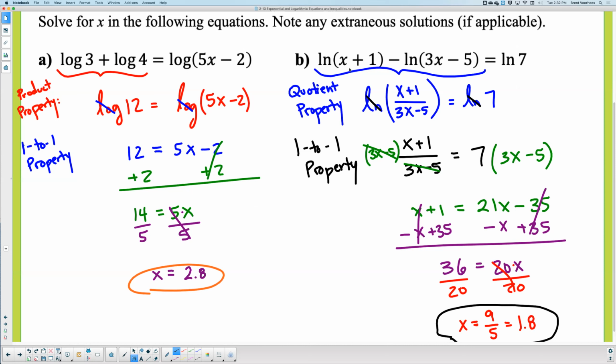Check 1.8. If I plug in 1.8 here, does this stay positive? What's 1.8 plus 1? 2.8. We're good. Come over here. What's 3 times 1.8?